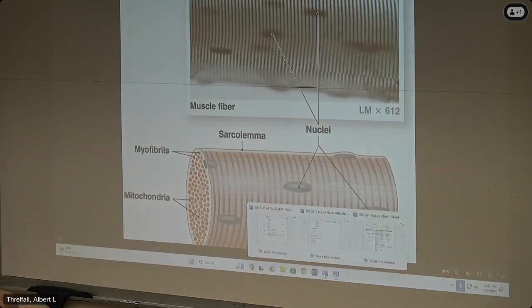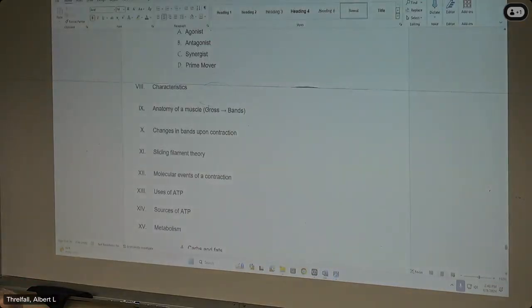We're still in this anatomy of a muscle, gross down to the bands. But we're going to pick up with what are the names of the bands and where all this sarco terminology comes from. That prefix, we see sarcomere, sarcoplasm, all of that.